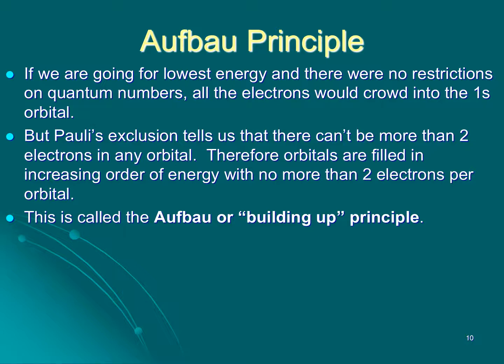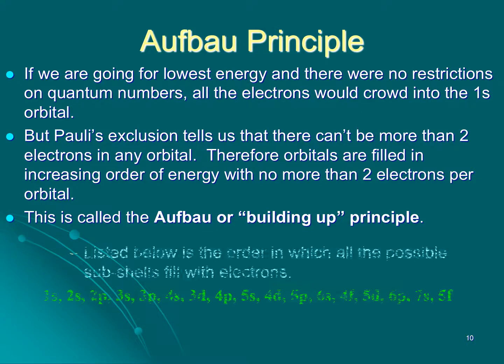So if we wanted lowest energy and there were no restrictions, then all the electrons would be crowded down in the 1s orbital. But according to Pauli's exclusion principle, we know there can't be more than 2 electrons in any orbital. So orbitals fill in increasing order. Once the first 2 are in the first shell, the next electrons go in the next higher shell, and the next higher shell. And remember that you can't have more than 2 electrons per orbital. So this is called the Aufbau principle, or the building up principle.